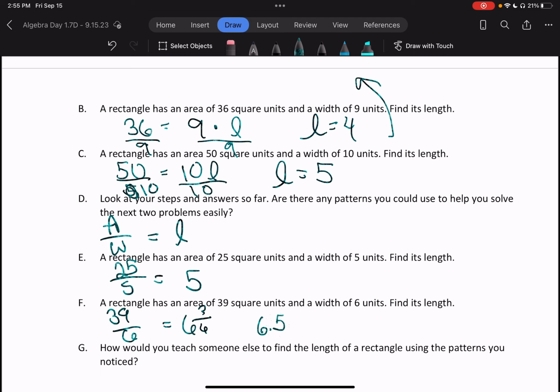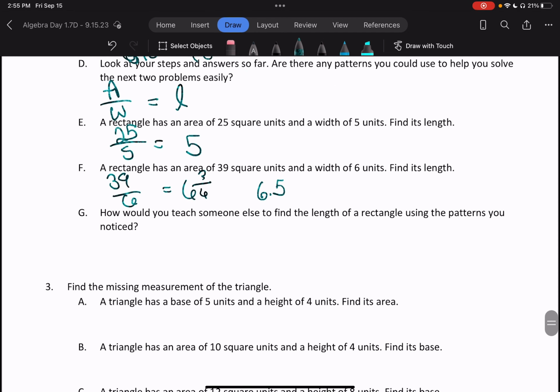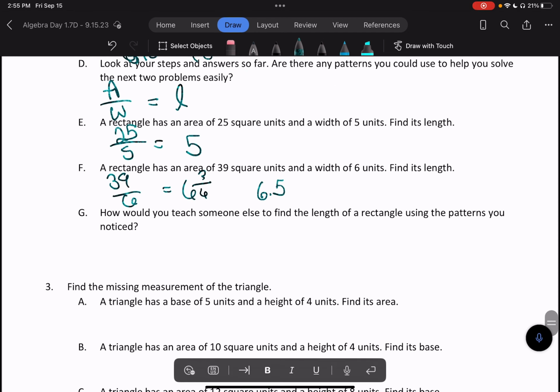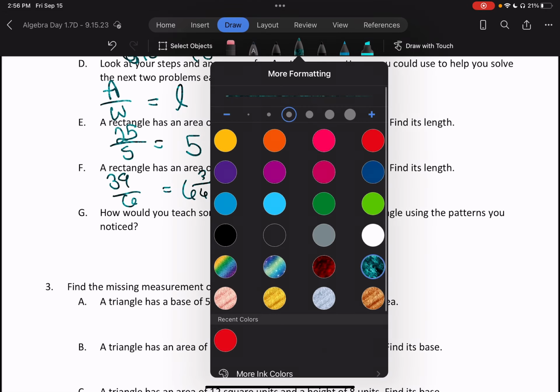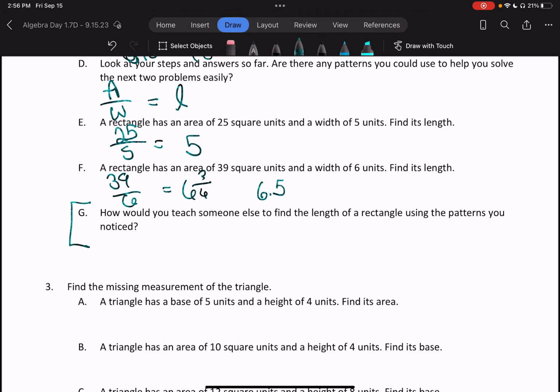All right. And then it says, how would you teach someone else to find the length of the rectangle? So here, I'm not going to tell you this because I just went through all of those with you, but go ahead and, using what you saw above, figure out how you would explain that to somebody else, okay?